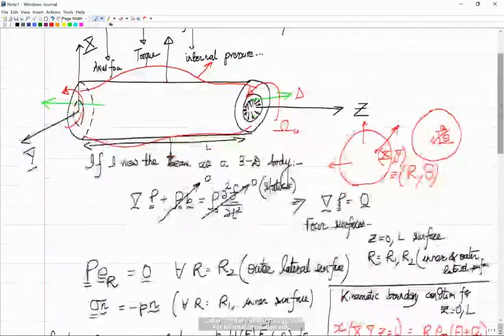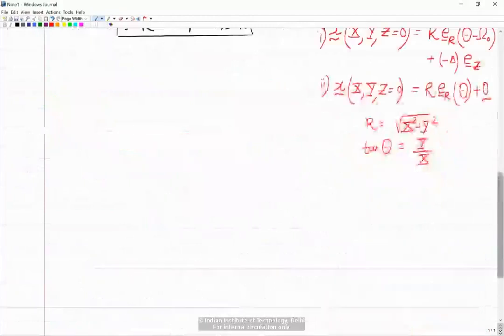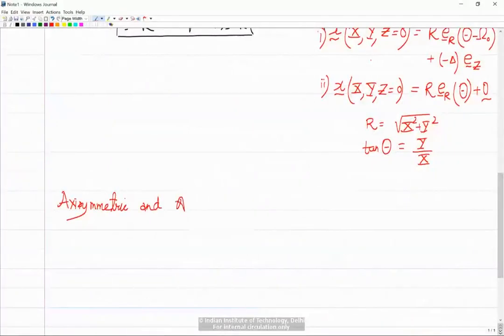But let us say I want to do a very specific case of this problem, which is axisymmetric and axially homogeneous case. That means the deformations that are happening are such that they are not dependent on big theta. So axisymmetric, this means no dependence on big theta.